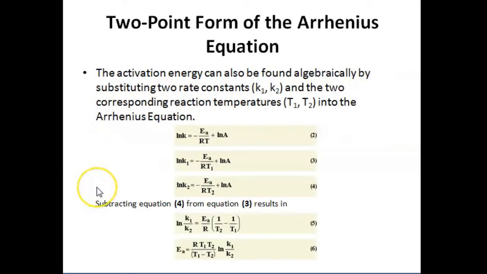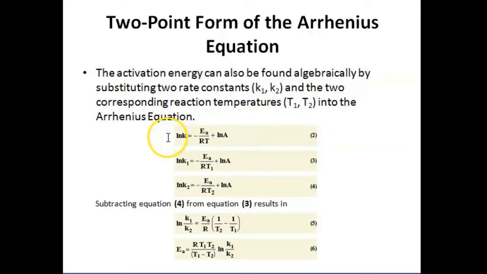Next, based on the Arrhenius equation, we have another formula, the two-point form of the Arrhenius equation. The activation energy can also be found algebraically by substituting two rate constants k1 and k2 and the two corresponding reaction temperatures T1 and T2 into the Arrhenius equation.